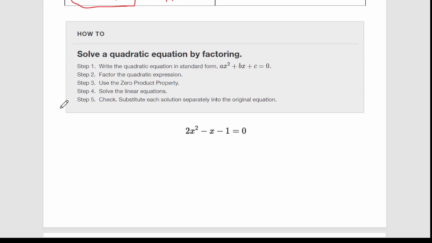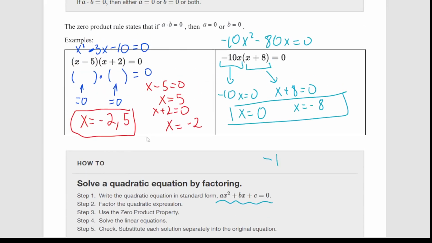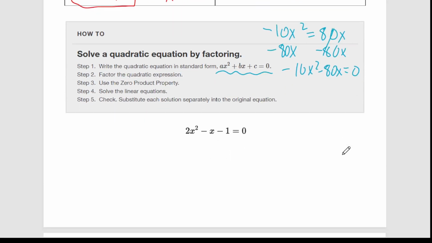So if you notice, in order to factor this, what you have to do no matter what is first rearrange the initial equation so that it's set equal to 0. So if, for example, on the previous one, you had initially had negative 10x squared equals 80x, you would have needed to subtract the 80x from both sides in order to rearrange it so that it's actually set equal to 0 first. Then you want to factor the expression.